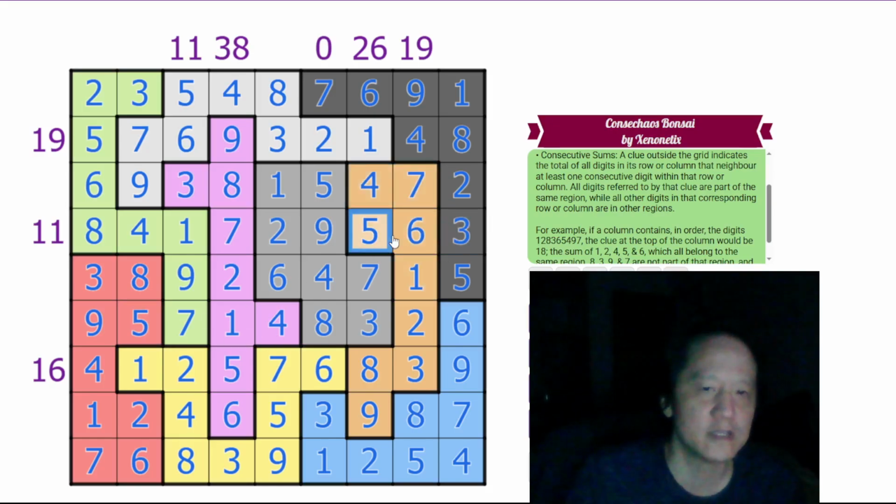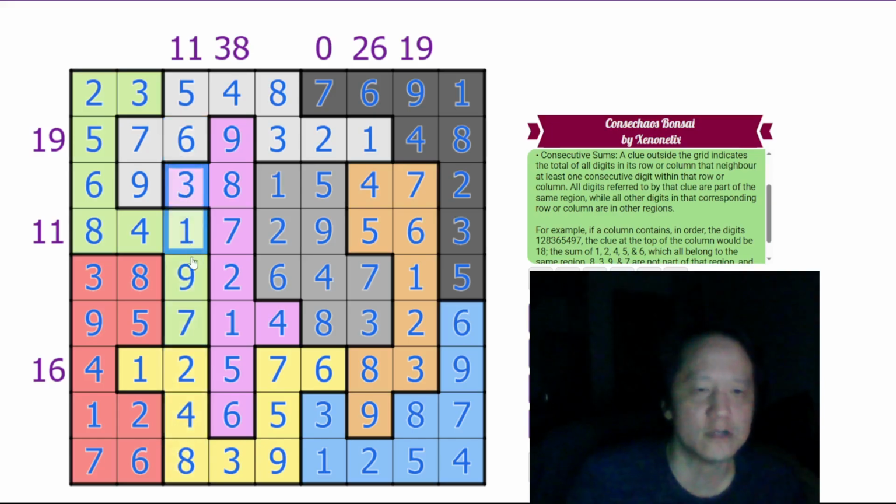6 and 3 are not, and they add up to 11. Okay, the only consecutive ones, 4 and 1 are not, 1 and 2 are, 2 and 5 are not, 5 and 7 are not, 7 and 6 are. 1, 2 plus 6, 7 adds up to 16. 6 and 8 are not, 8, 3 are not, 3 and 9 are not. 5 and 6 obviously are, and none of the others are consecutive.